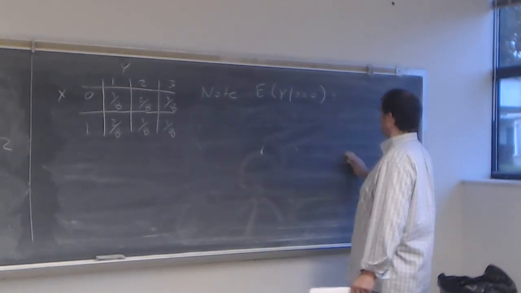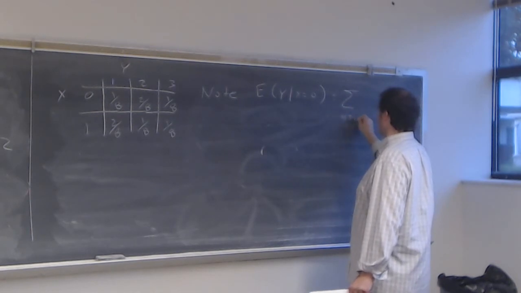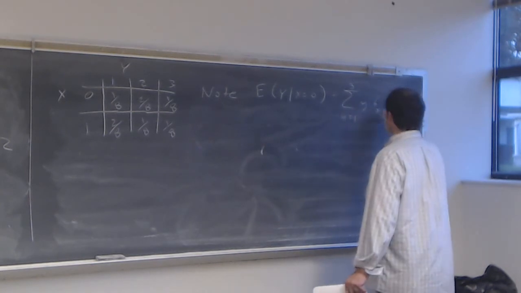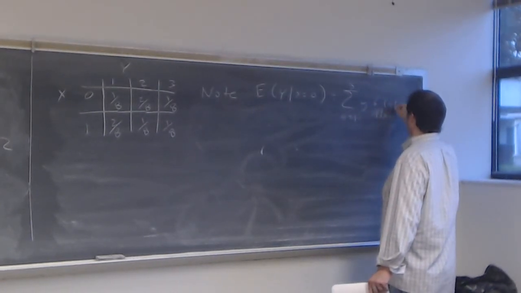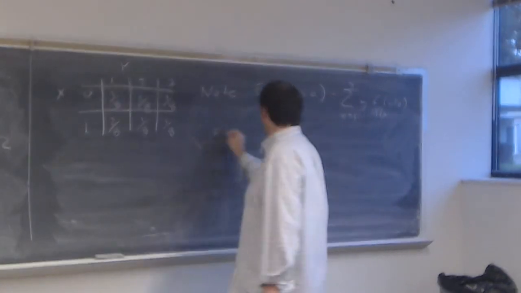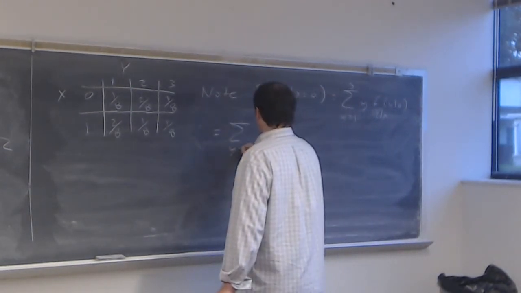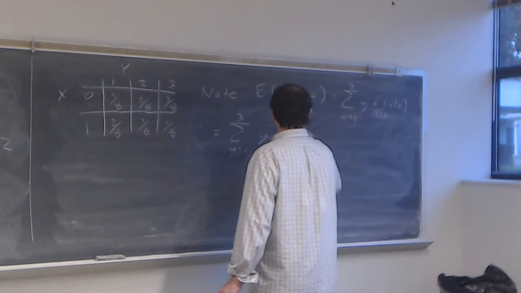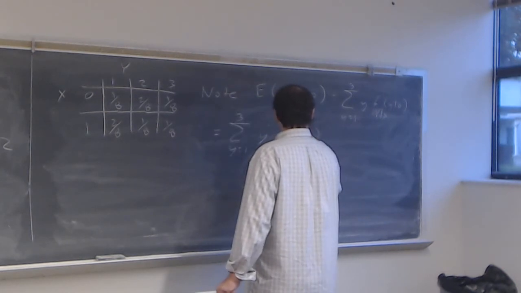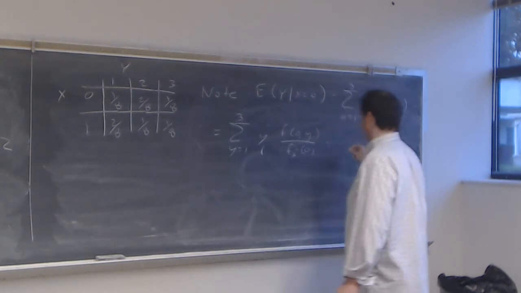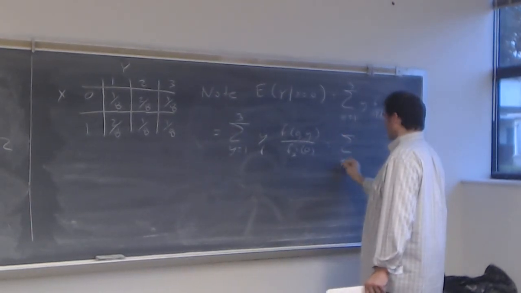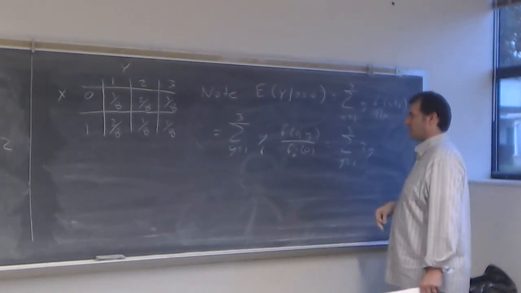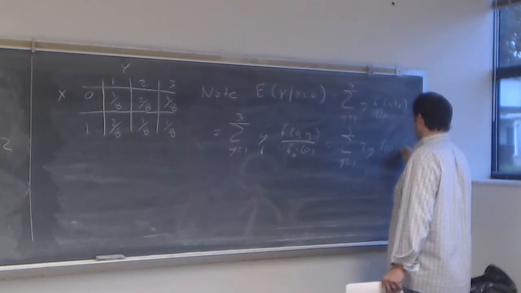Well, what is that? That's the sum as y runs from 1 to 3 of y times the conditional PMF of y given x, of y given 0. That's equal to the sum as y runs from 1 to 3 of y times f of 0, y over f sub x of 0, which we found out to be a half. So this is the same thing. I'm going to write it down this way: the sum as y runs from 1 to 3 of 2y, because this was 1/2, so let's flip it and multiply, so you get 2 times y, f of 0, y.